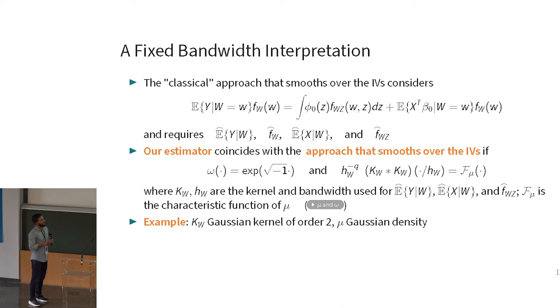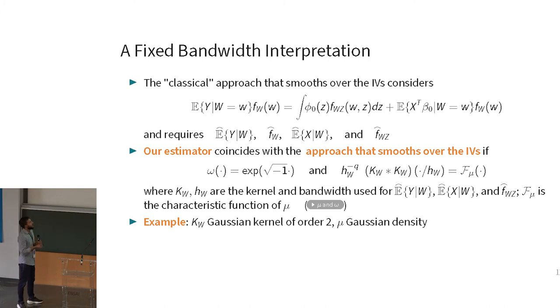Here, HW is the bandwidth that smooths over the instrumental variable. Of course, in our case, mu is a fixed measure. It doesn't change with n. So this f mu, which is the Fourier transform of mu, is not going to change with the sample size. But if this doesn't change with the sample size, also the left-hand side is not going to change with the sample size. And so the bandwidth on the instruments has to be fixed. So this equality in particular is going to be satisfied, for example, when the kw is selected as the Gaussian kernel of order 2, and mu is selected as the Gaussian density, for instance.